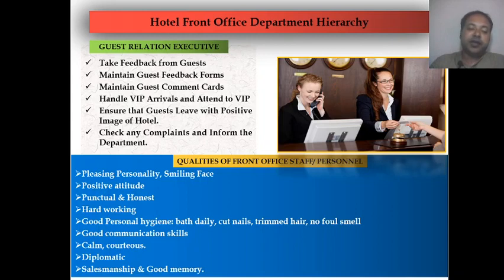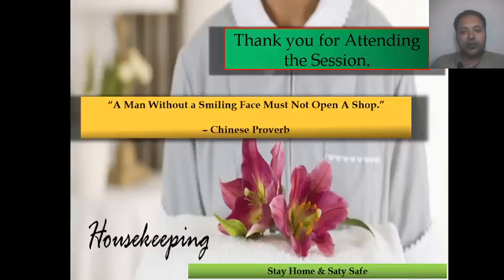They should be very hardworking. They should have good presentation skills, and the front office manager or the receptionist should be very courteous and diplomatic. Salesmanship and good memory they should have also.